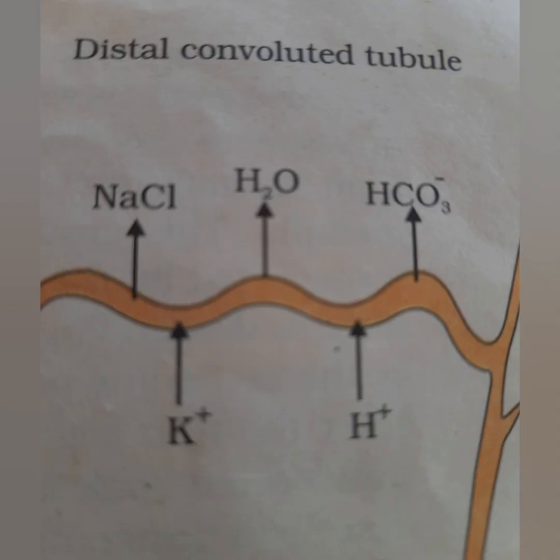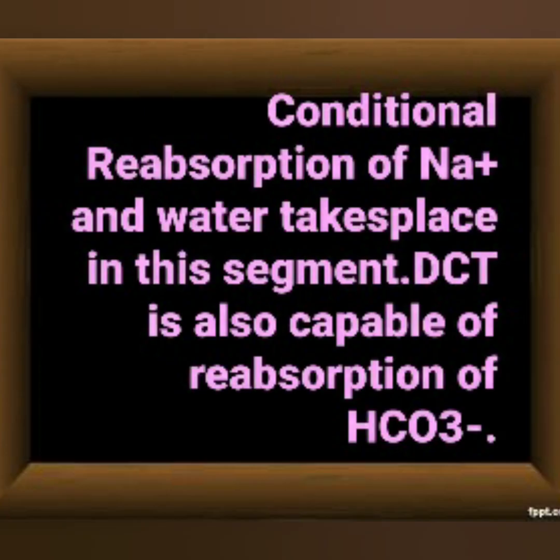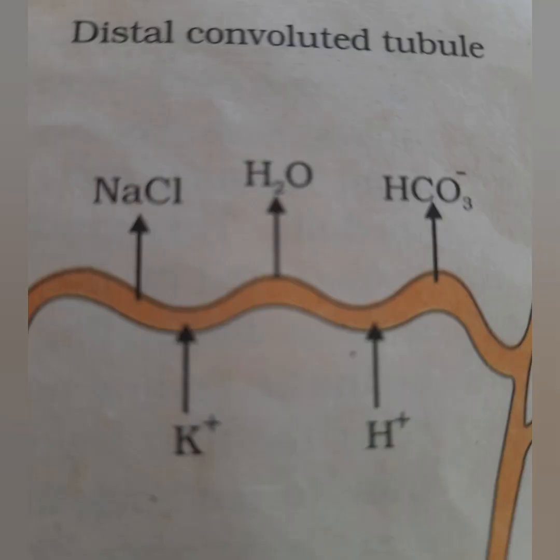Now about the distal convoluted tubule or DCT. Here you can see the elongated view of DCT, which is also capable of reabsorption of bicarbonate and selective secretion of hydrogen and potassium ion. So, conditional reabsorption of sodium ion and water takes place in this segment. DCT is also capable of reabsorption of bicarbonate ion.